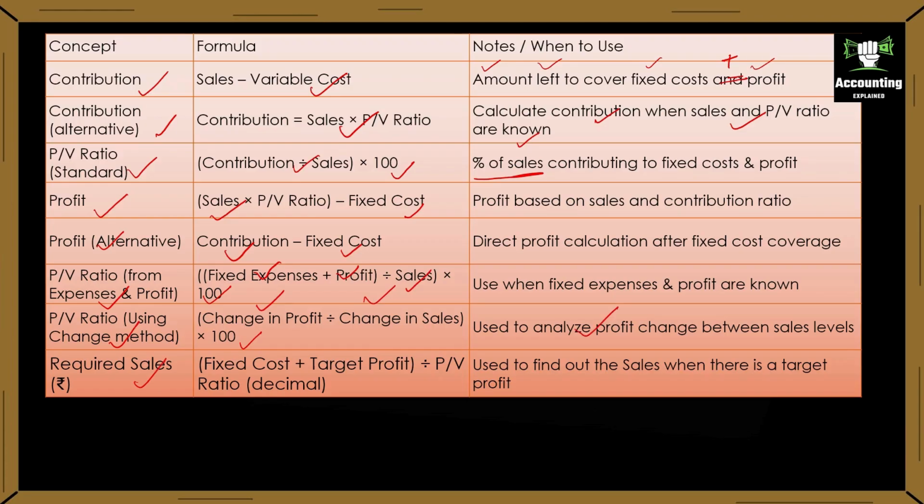Next, required sales. If you want to find out the sales amount, if the target profit is given, then you can use the formula of fixed cost plus target profit. You first add that, the whole thing divided by P by V ratio decimal. Suppose if the P by V ratio is 40%, how will you write it as decimal? You will write it as 0.4. So like this, you have to take for this formula. This is used to find out the sales when there is a target profit. Okay. Remember, you won't need to use all these formulas at once. We will take them step by step for each numerical problem. Feel free to pause this slide anytime for a quick refresh. Students, are you ready? We are going to solve some exam numericals confidently.